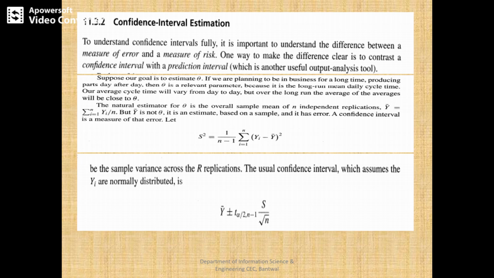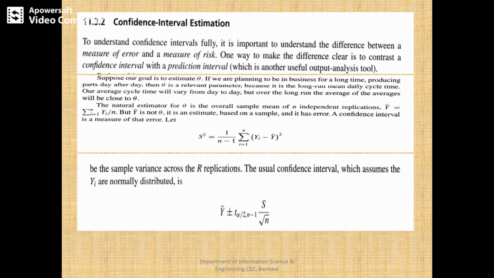This is the thing to understand the confidence interval fully. It is important to understand the difference between the measure of error and the measure of risk. So both should be taken. One way to make the difference clear is to contrast a confidence interval with the prediction interval, which is another useful output analysis tool.